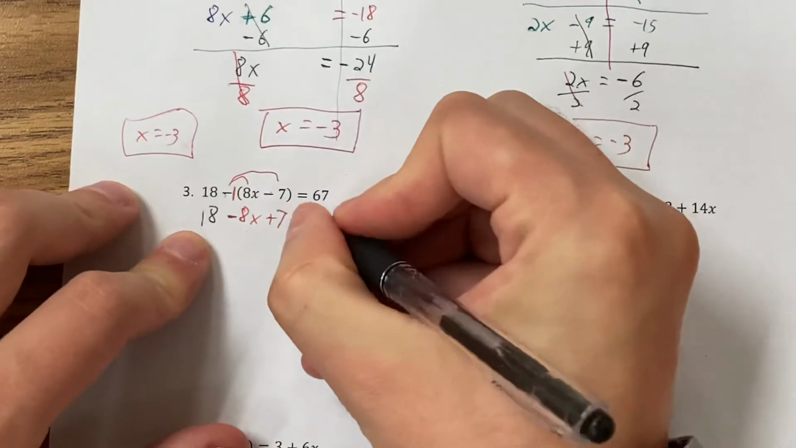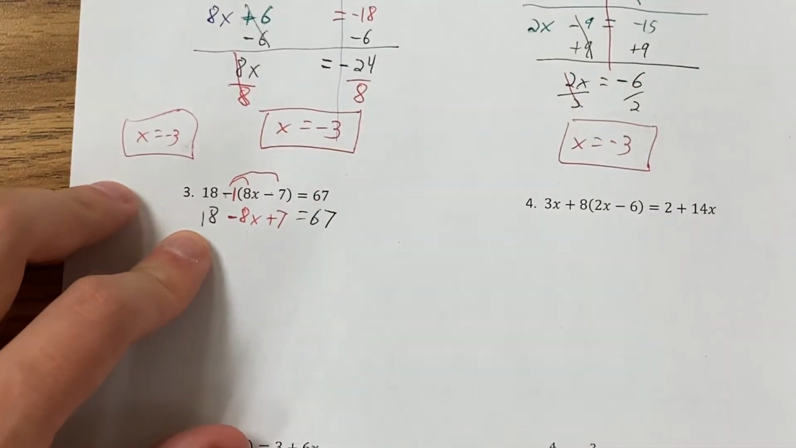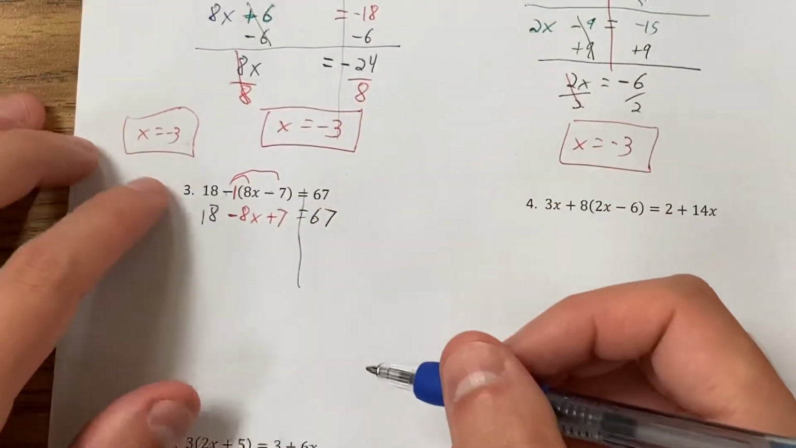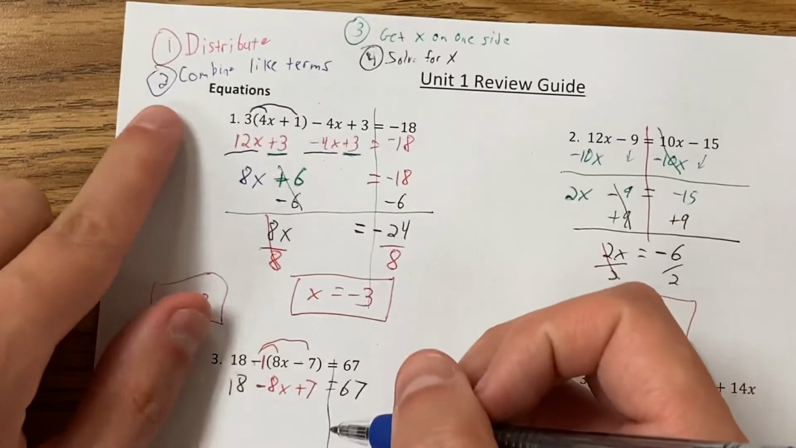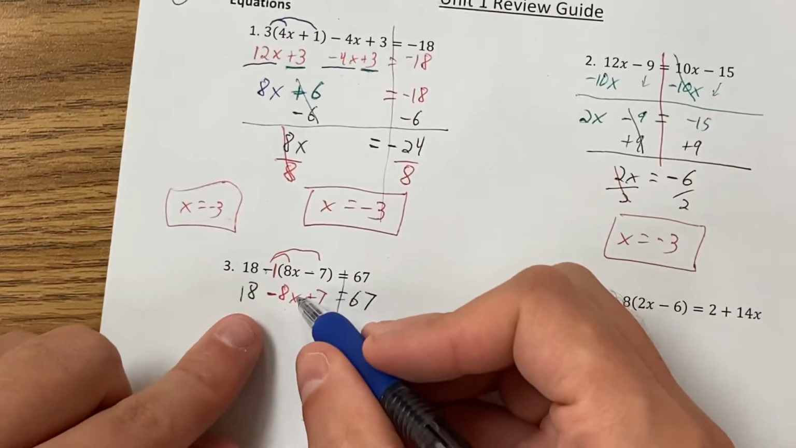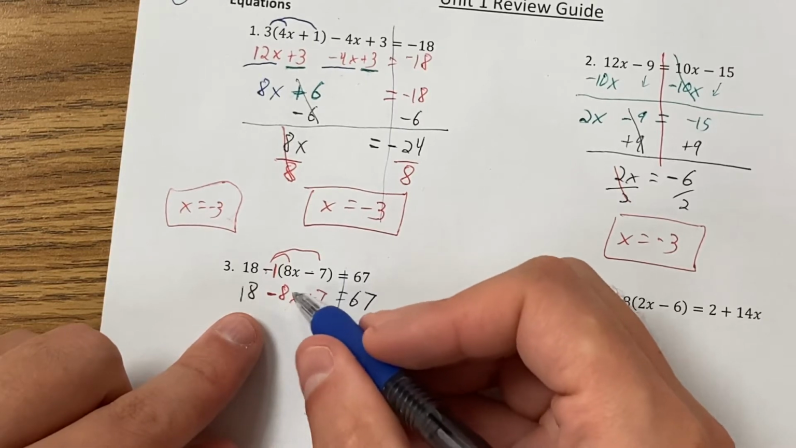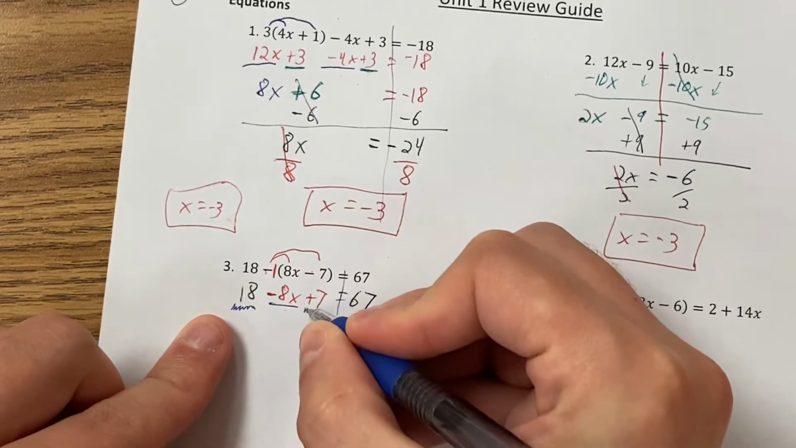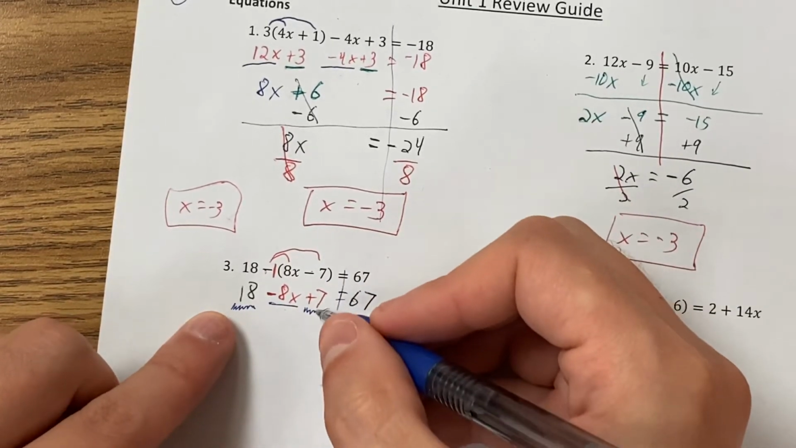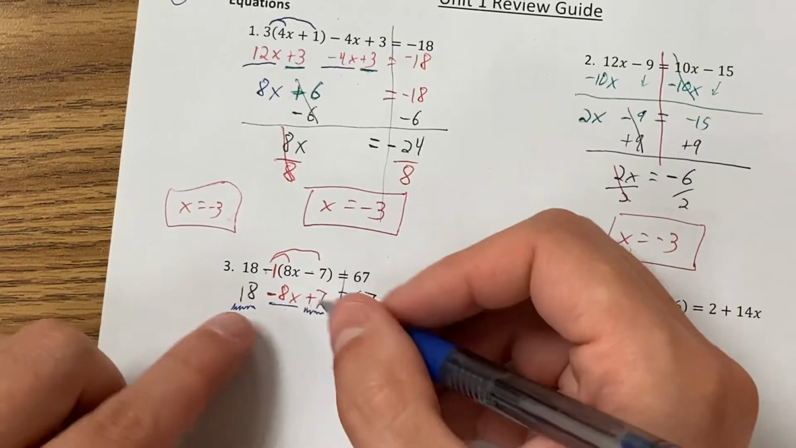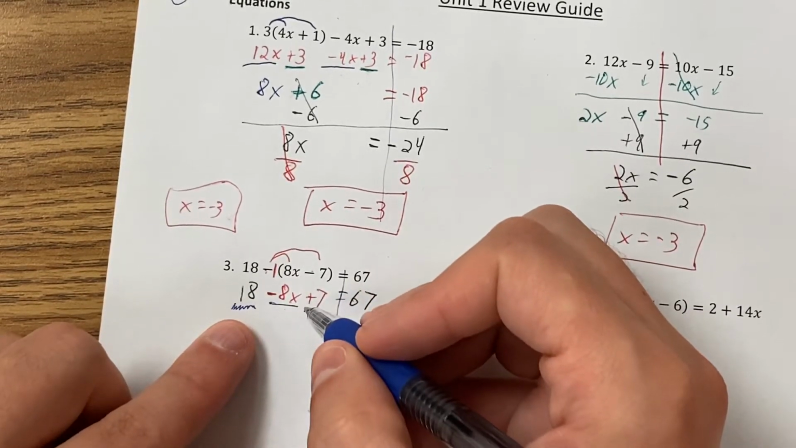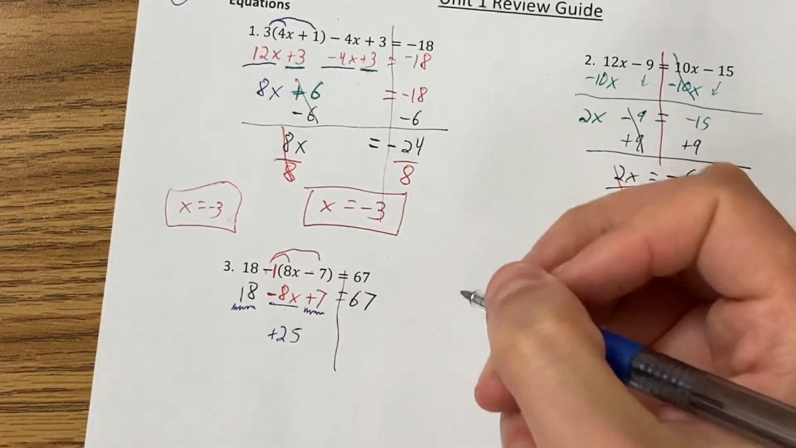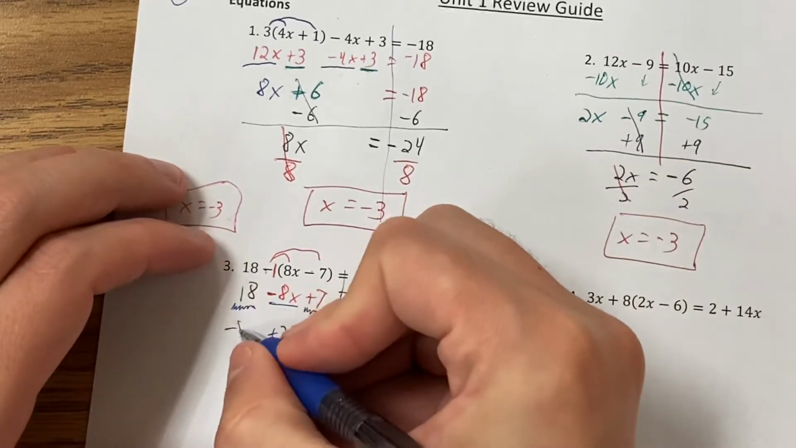18, we're just going to put it there. 67, we're just going to put it there. Step 1 is just distributing. Next up, combine like terms. On this side, I only have one x, so there's no like term with the x. But it does look like I have an 18 and a 7. So since they're on the same side, you just add them together. 18 plus 7 is 25. And then the negative 8x is still just there.